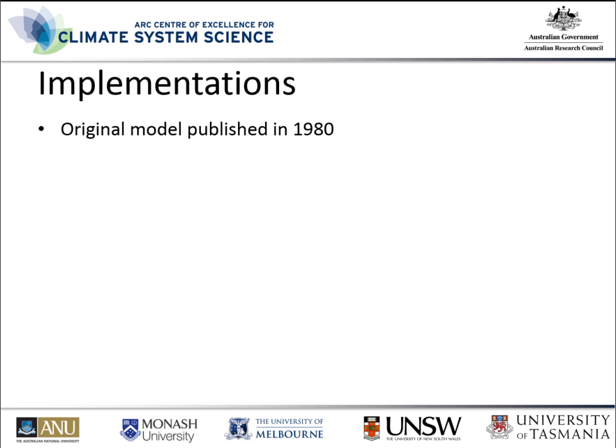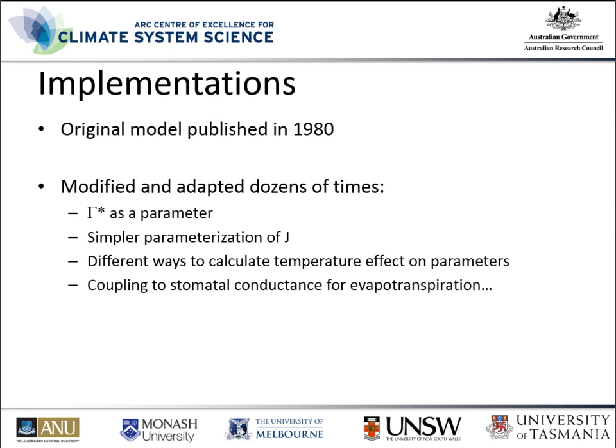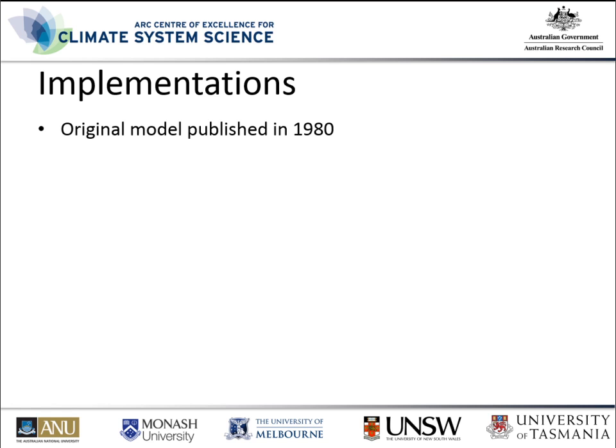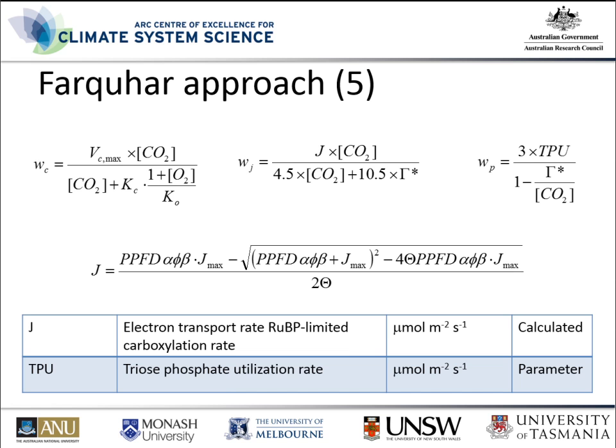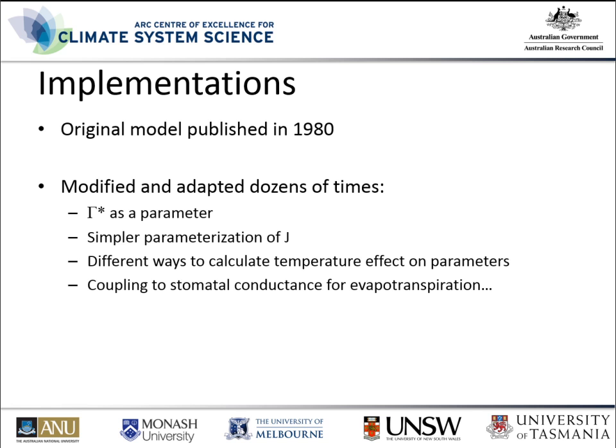But thankfully, since it was originally published in 1980, it's been modified and adapted dozens of times. So we use gamma as a parameter, so we avoid a lot of complicated equations. Simpler parameterization of J as a function of J max, so we don't have to have this PPFD, alpha, and beta. So we have like 4 parameters that we have to define. No, 5 actually, you have that one here. That's very complicated, okay? So based on observation, we find simpler ways to parameterize J as a function of temperature again, and a maximum value we can achieve.